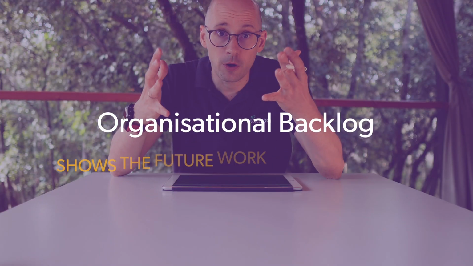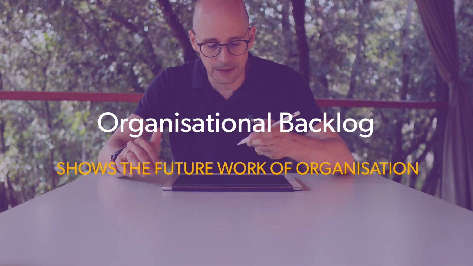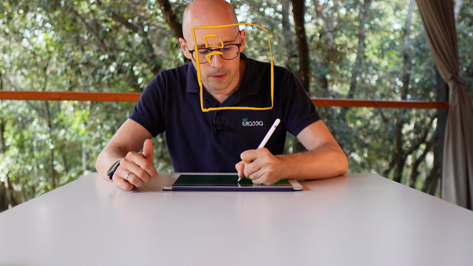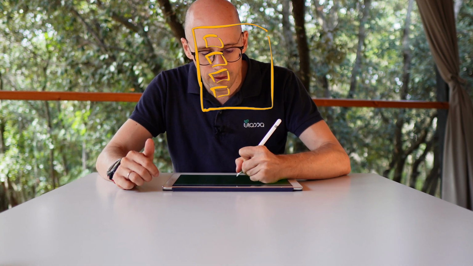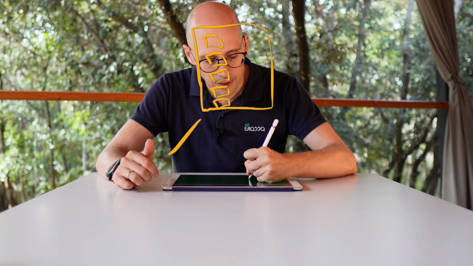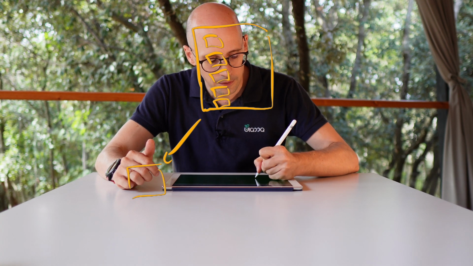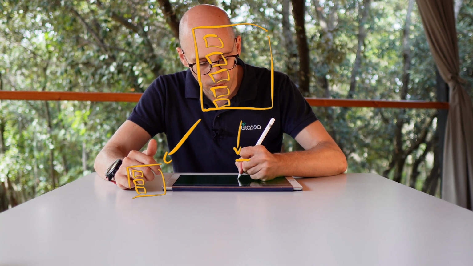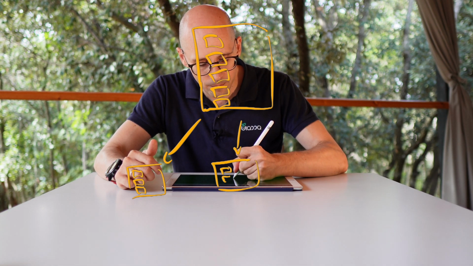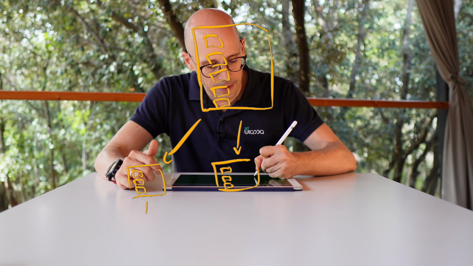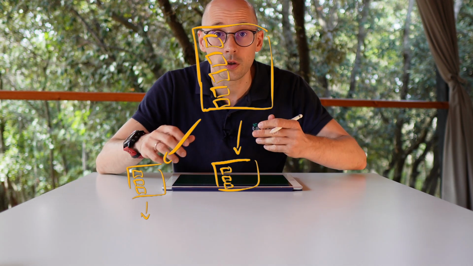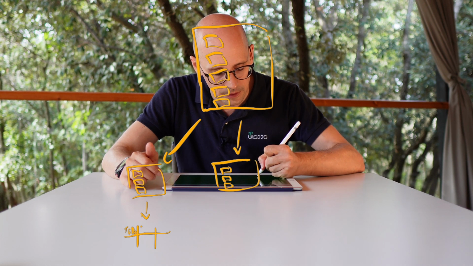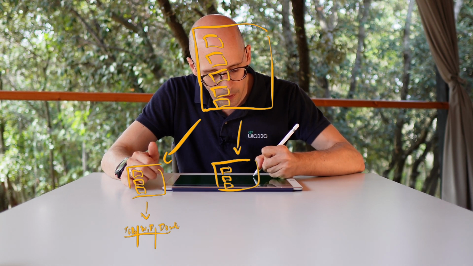And the same goes for a whole organization. You could have a huge ranked product backlog at the top, and then you have a team product backlog for each team, and below this you have the sprint backlog where the teams are currently working.